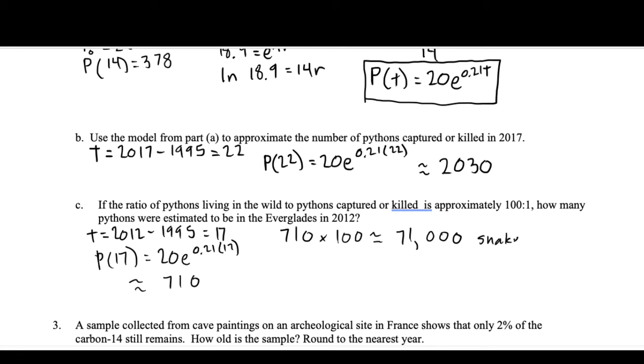Okay, and that is a problem when you have a species that is invasive and has no natural predators. There's nothing to stop the population from just exploding and growing exponentially. And we kind of see that here.